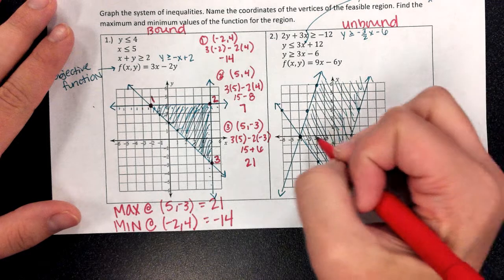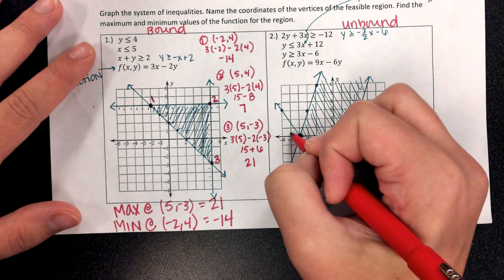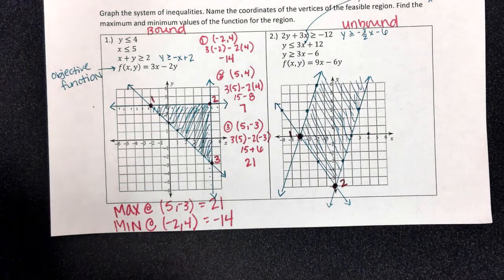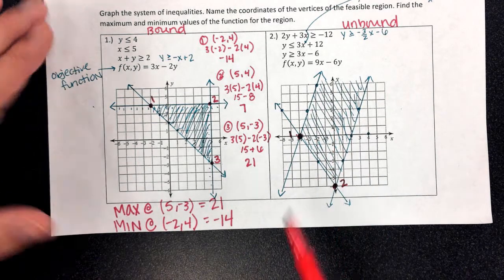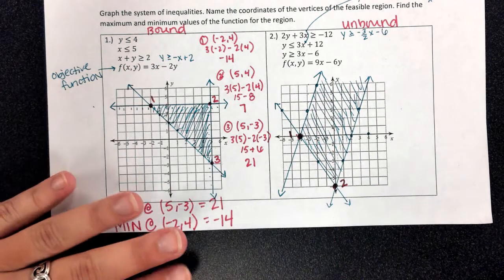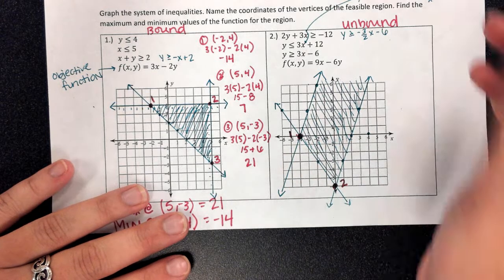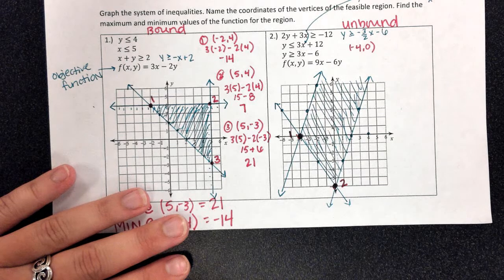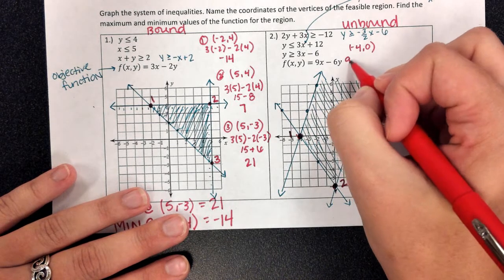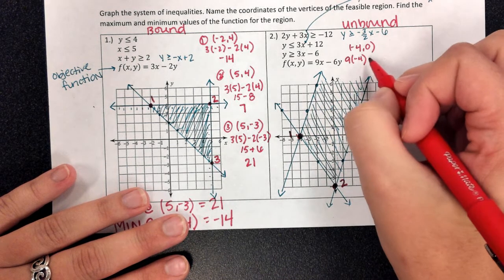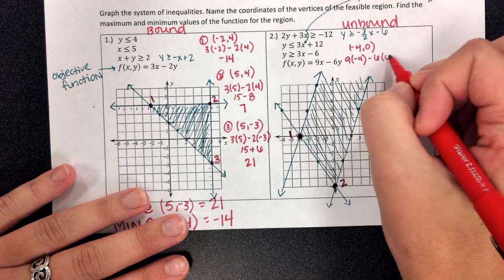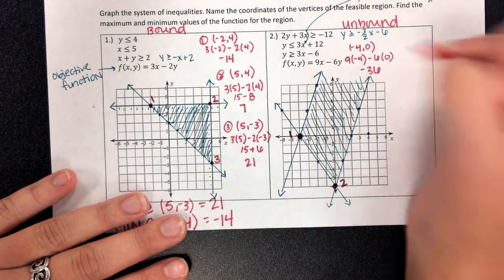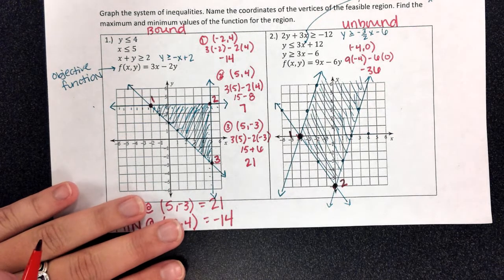So pick my vertices. I have a vertex here. I'm going to call that number 1, number 2. So let's go test those in my objective function. So the point negative 4, 0 is what I'm going to test first. So I have 9 times negative 4 minus 6 times 0, which would give me a negative 36.